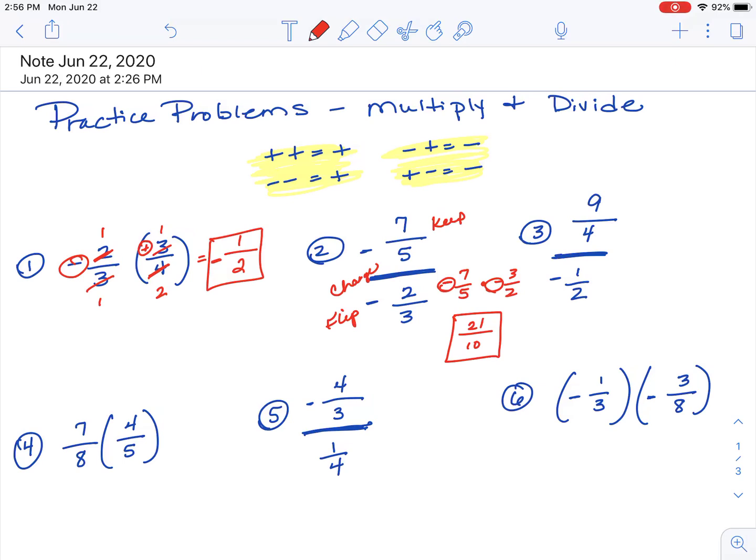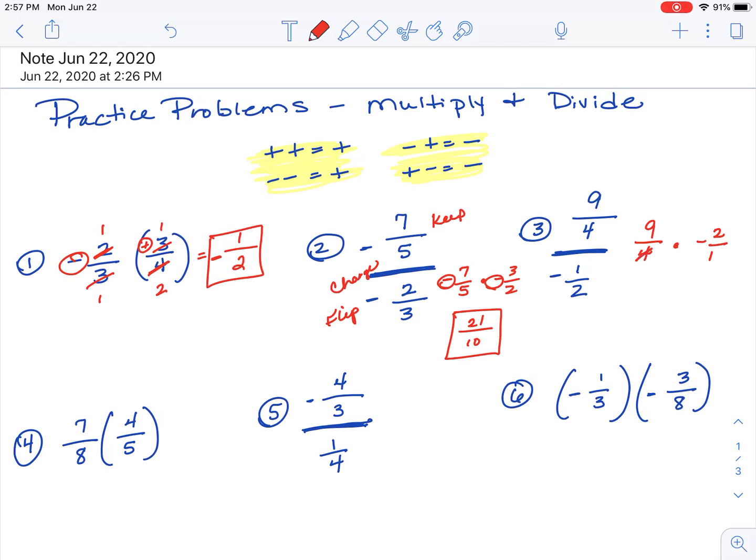Okay, here we're going to keep the 9/4, change the division to multiplication, and flip the negative 1/2 to a negative 2/1. I look across this way, and yes, I can cross reduce. 4 and 2 are divisible by 2. So 4 divided by 2 is 2, and 2 divided by 2 is 1.